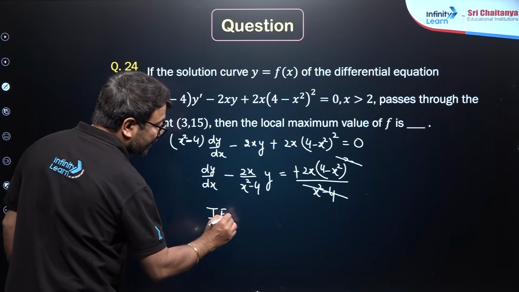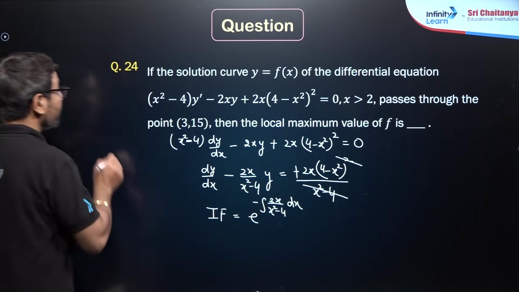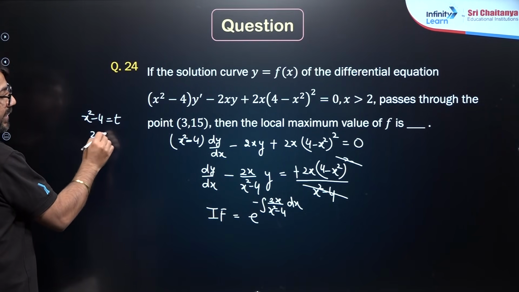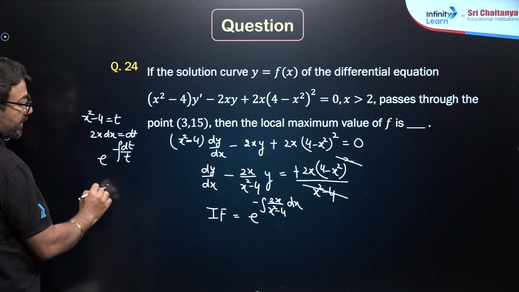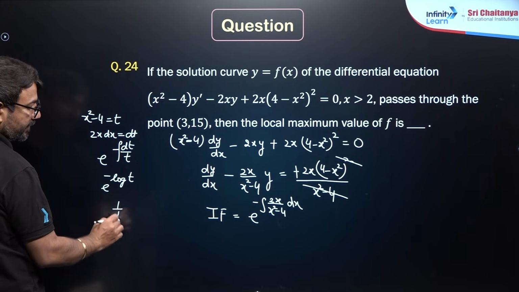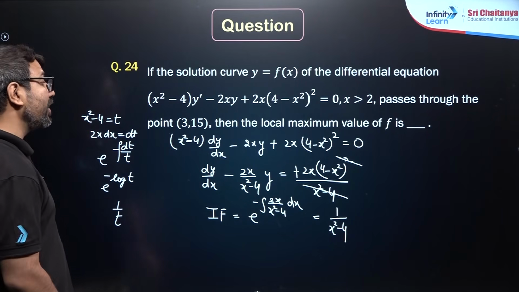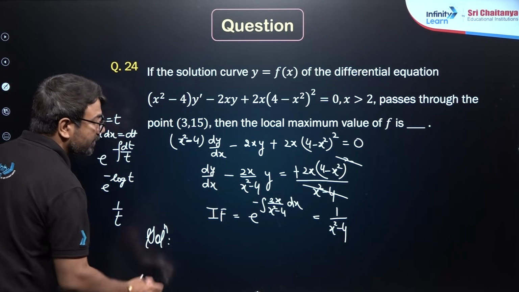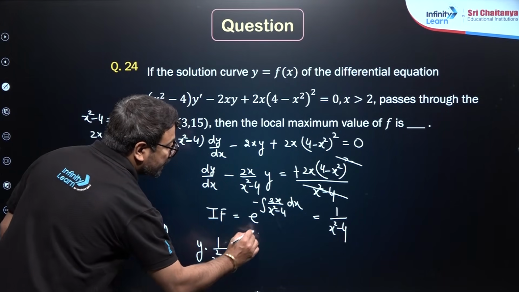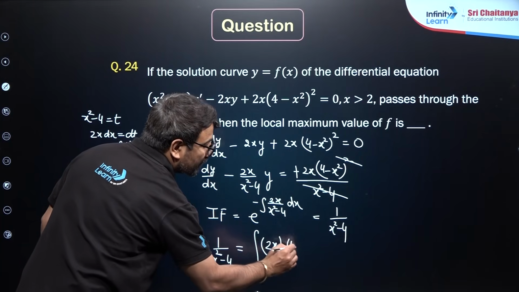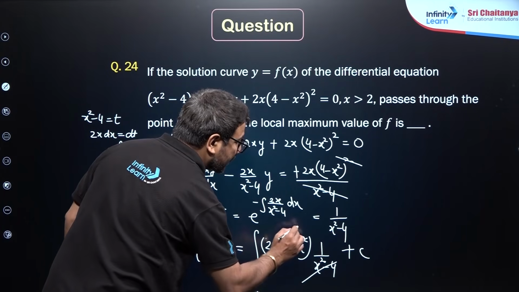Now you will have to find the integrating factor, which is e raised to the power integration p dx. So if you assume x square minus 4 as t, then 2x dx will be dt. So it is minus dt over t, which gives e raised to the power minus log t, which is actually 1 by t. So here you are having 1 upon x square minus 4 as the integrating factor. And then if you have to write the solution of this differential equation, it will be, my dear students, y into integrating factor is equal to integration of q, this is q, into integrating factor, and then plus c. If you cancel these two, you will have the result -1.